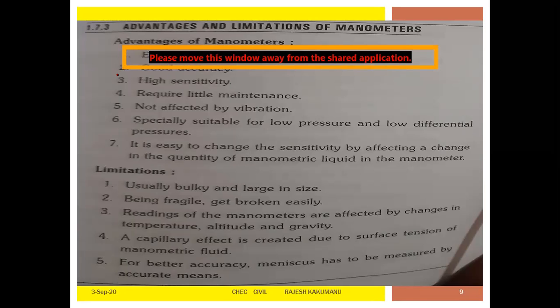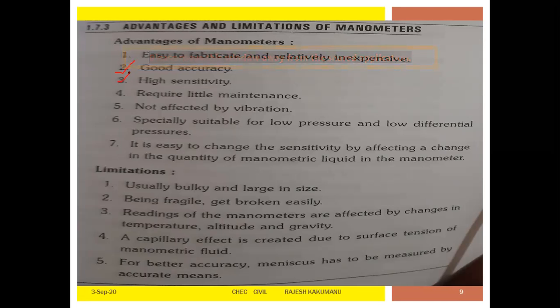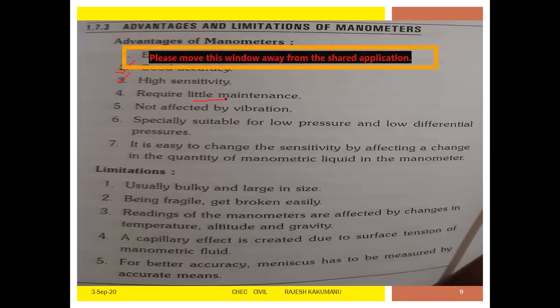Next, good accuracy. We will get good accuracy whenever you are using it for liquids and gases. Next, high sensitivity. It gives results with good sensitivity in nature. Next, it requires little maintenance. Why? Because glass is fragile in nature, so we have to maintain this material a little. Next, not affected by vibration, unlike mechanical pressure gauges, it does not get affected by vibration.